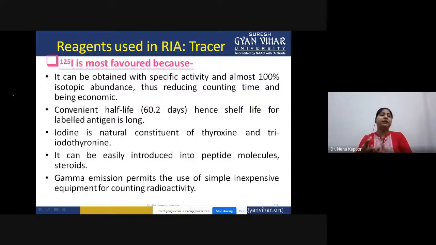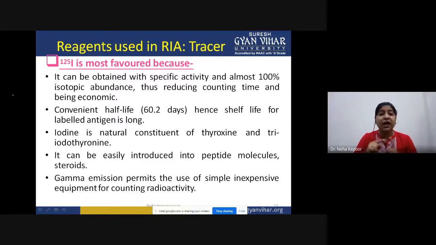But in most RIA experiments, the most favored tracer molecule is iodine 125. Why? Because it has high specific activity. The isotope abundance is 100%, it can reduce the counting time, and it is quite economic also because its half life is less. That means if it is released in the material also, after 60 days it would be degraded, hence the shelf life of labeled antigen won't be long, so it will not cause any kind of hazards.